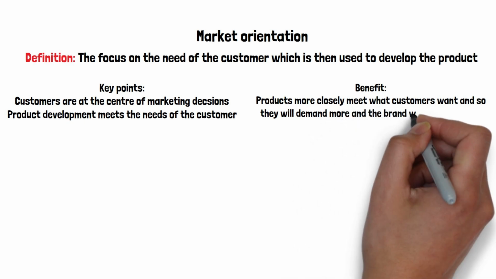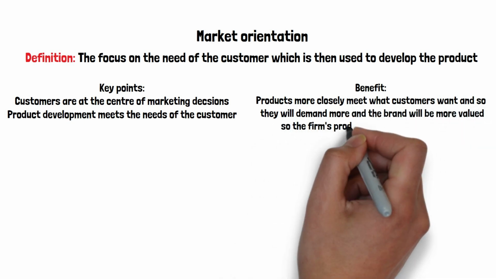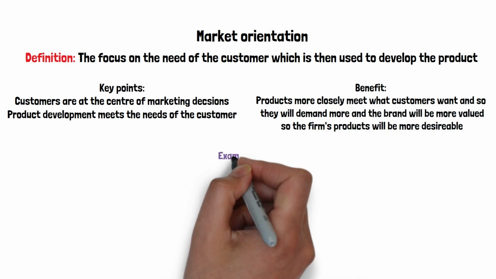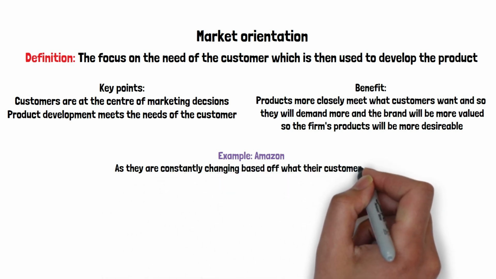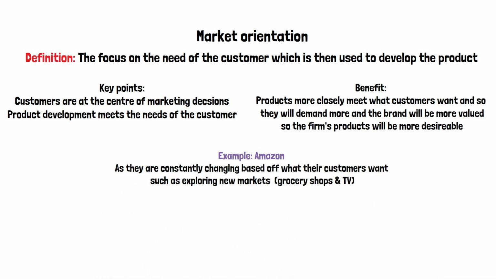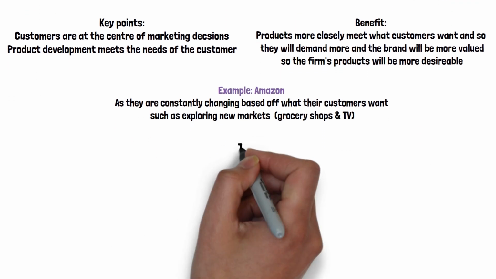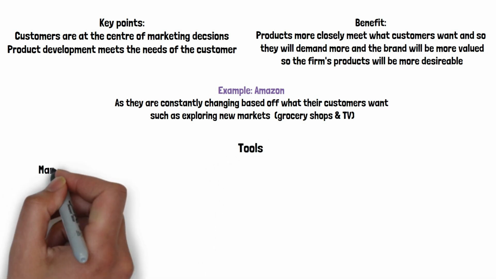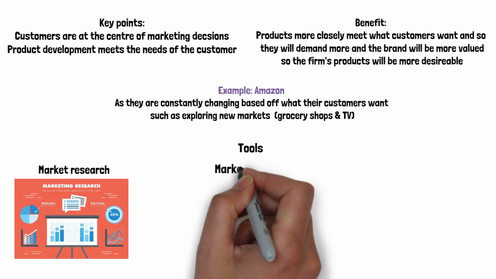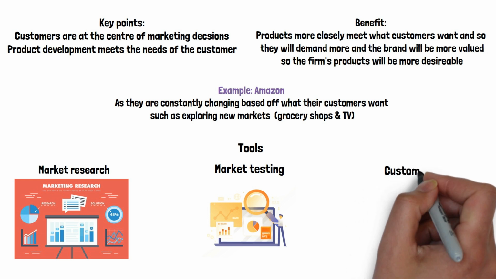A benefit of market orientation is that if the products more closely meet what the customers want, customers will value the brand more and so demand more from the firm, which in turn makes the business's products more desirable. An example could be Amazon, as they are constantly changing based off what their customers want, such as their food shops and entertainment ventures. The tools that can be used for market orientation are market research, market testing, and having a customer focus.